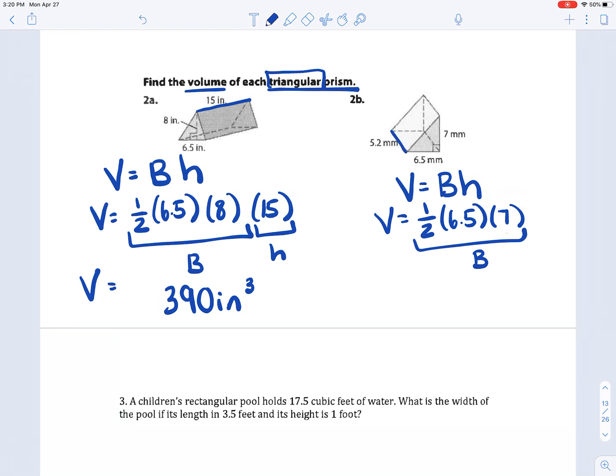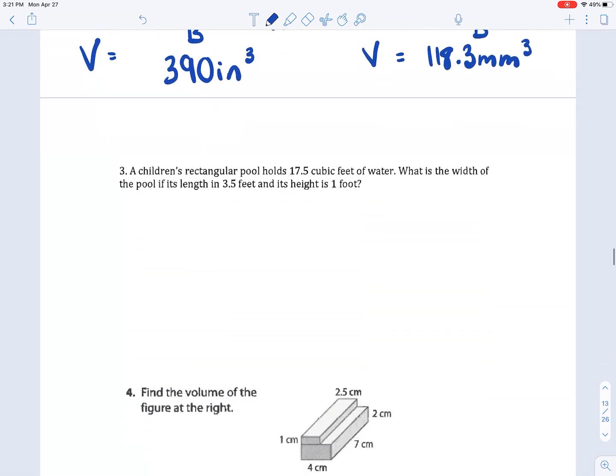My height of my prism goes from one base to the other, 5.2. This is my H. So volume equals area of the base, or area of the triangle, times the height of the prism. Again, you can type in 0.5 times 6.5 times 7 times 5.2, or you could do 6.5 times 7 times 5.2 and divide it by 2. Either way, you get your volume is 118.3 millimeters cubed.